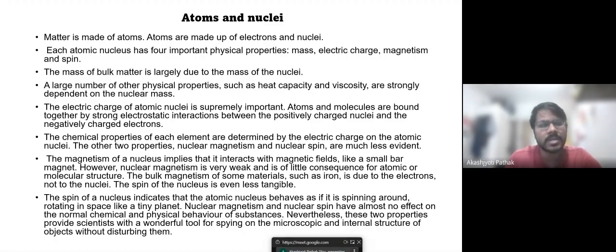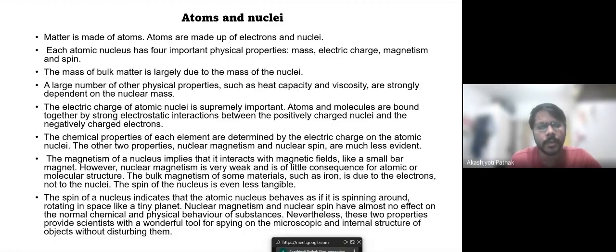The mass of bulk matter is largely due to the mass of the nuclei. A large number of other physical properties, such as heat capacity and viscosity, are strongly dependent on the nuclear mass. The electric charge of the atomic nuclei is supremely important. Atoms and molecules are bound together by strong electrostatic interactions between the positively charged nuclei and the negatively charged electrons. The chemical properties of each element are determined by the electric charge on the atomic nuclei.